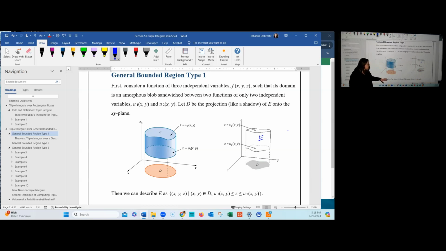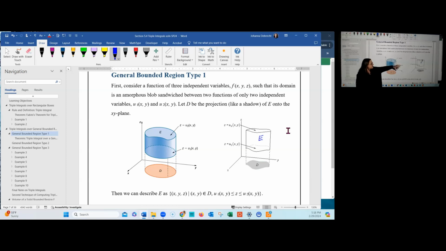If we look at these, we can describe E as the set of all ordered triples, because remember, this is a solid, right? It's some weird shape. It's a three-dimensional thing. It's the set of all ordered triples x, y, z, such that x and y are from the projection in the xy plane. So x and y are elements of D, the shadow cast by our solid into the plane. And our z value goes between two functions of x and y.